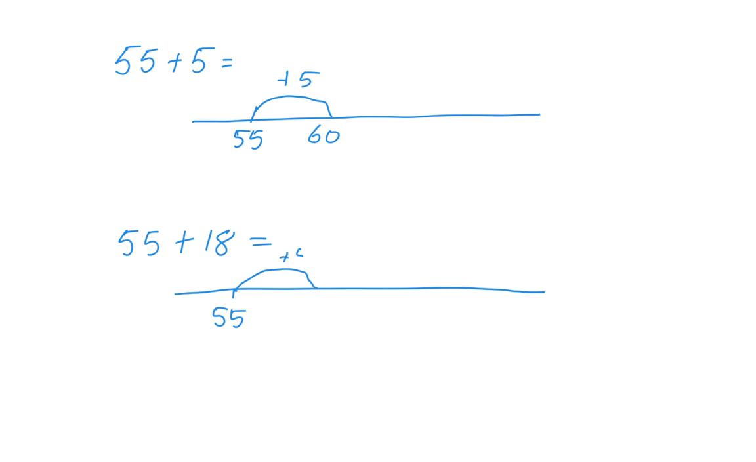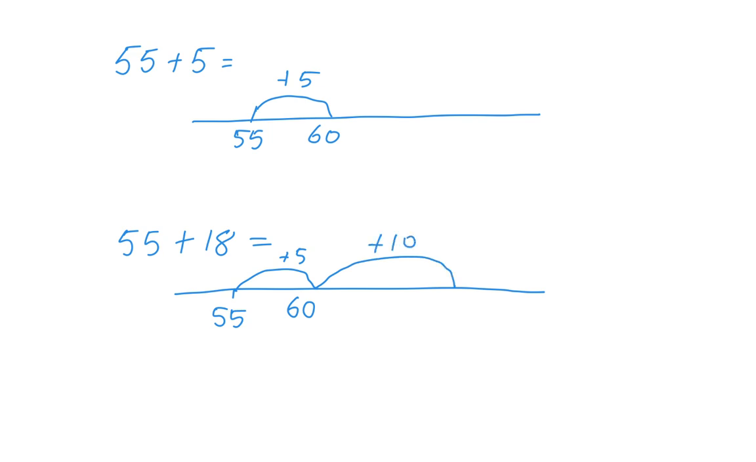Like I did in the previous problem, the helper problem, which gets me to 60. And then it's a matter of how much I have left. Now, for students who have problems working that out, they could do something like this: we've got 55, we've added 5, then they could add a 10.